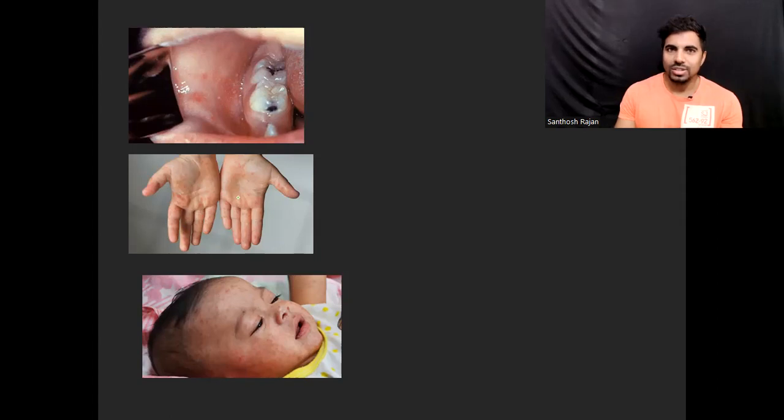Look at this one. There's a rash on the palms. I told you, in which infection, if it's an adult, am I going to think of syphilis? This is a child. So this is measles. Very good. This is measles.